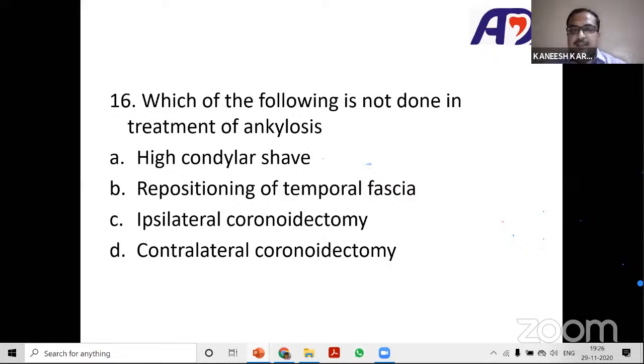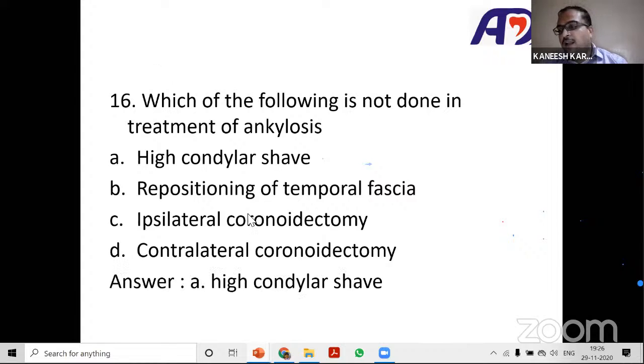See, ankylosis is something known as the condyle is fused with the glenoid fossa. Patient is not able to open the mouth. So what we do, the idea is to remove the condyle itself, condylectomy. So what you cannot do is a high condylar shave. If you shave the condyle, it will result in again multiplication of the osteoblasts and formation of new bone. So you cannot do that.